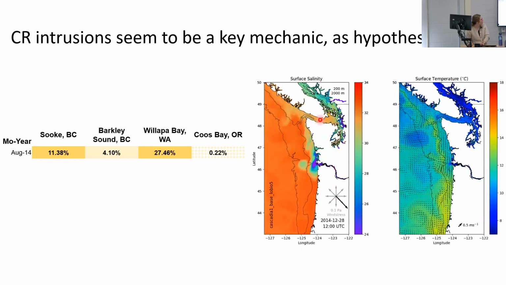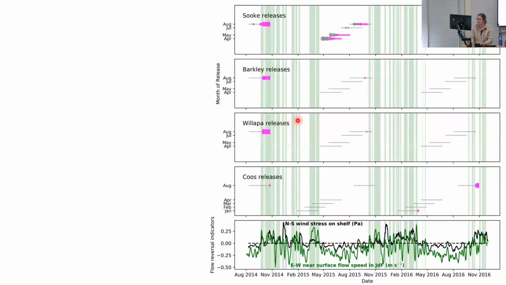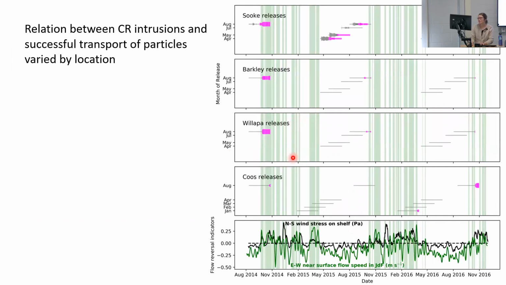So there's the physics pushing the river plume and pushing the larvae in as well. And this is, I don't know if I want to talk about this figure too much because it's quite bulky and we don't want to be here forever. But this was a time series of both the north-south wind on the shelf and the east-west. So that's the near surface flow speed.